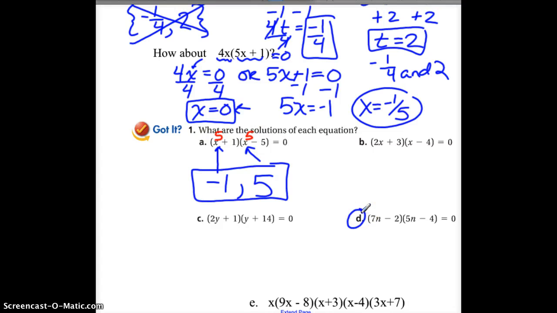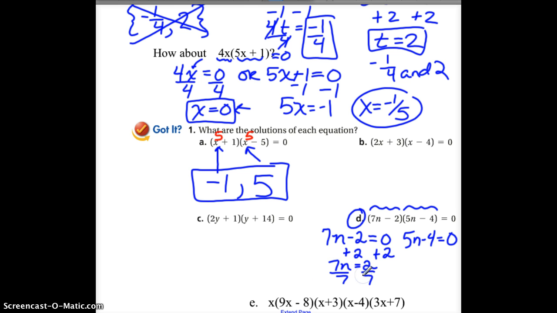Let's go look at letter D. On letter D, I've got 2 of them. Again, I need to consider them each separately. What makes 7n minus 2 equal to 0? What makes 5n minus 4 equal 0? To undo subtraction, I add, getting 7n is equal to 2. To undo multiplication, I divide, getting n is equal to 2/7.